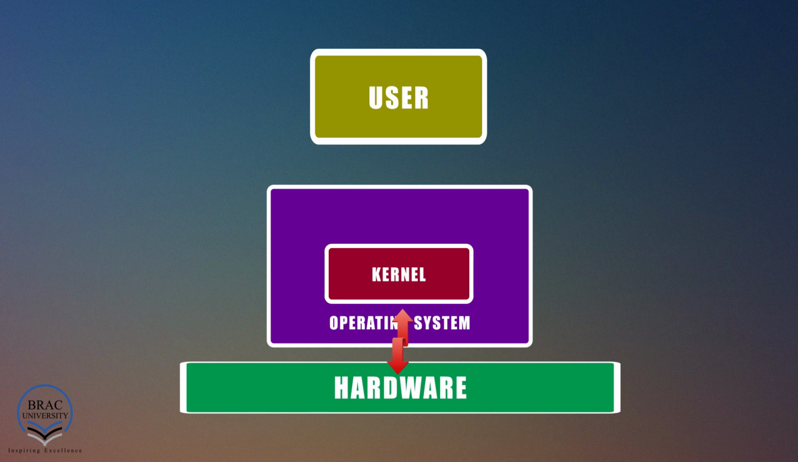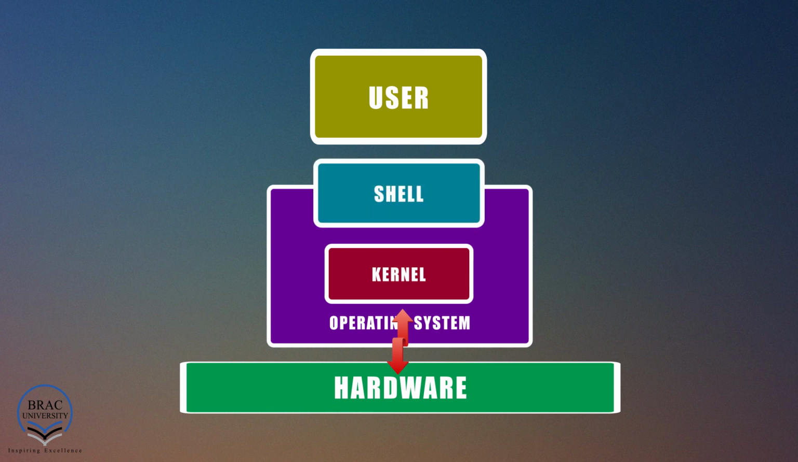So what is that interpreter? That's what we call a shell. Now this shell basically sits between the user and the kernel. So whenever we need to access the kernel, we need to tell the kernel to do something, which is basically everything because it's the core of the operating system, we tell it through the shell.